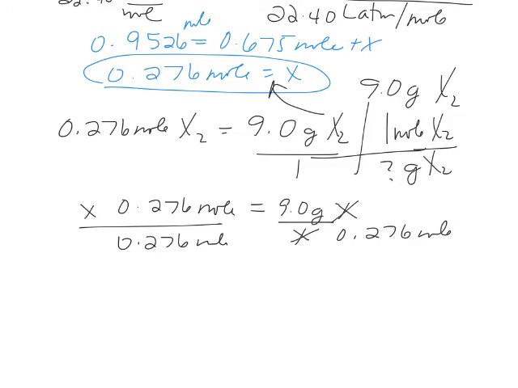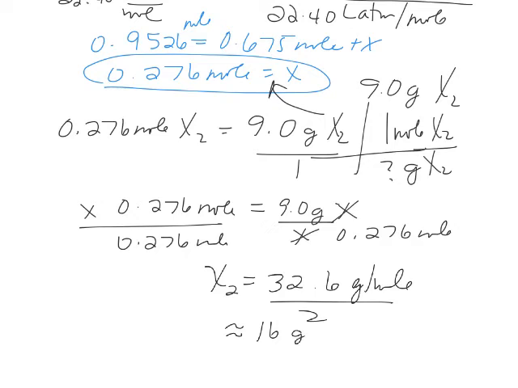So when you take 9 divided by 0.276 moles, x diatomic, so there's the 2, equals 32.6 grams per mole. And if you divide this by 2, because it's diatomic, you get approximately 16 grams per mole. This, if you look at the periodic table, would be oxygen. So the identity of the unknown gas is oxygen.